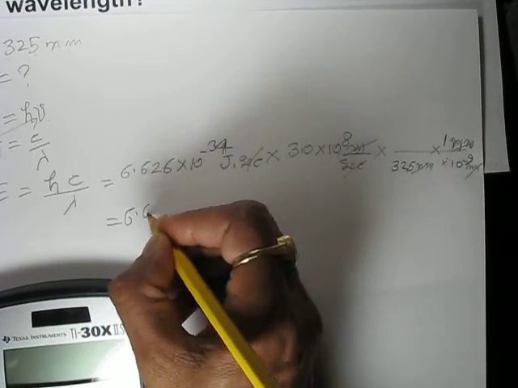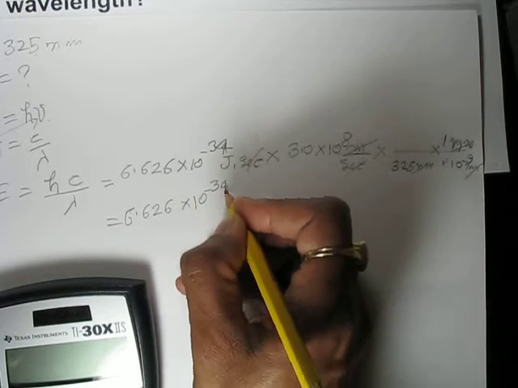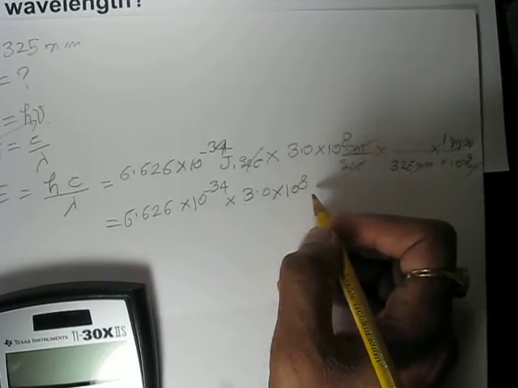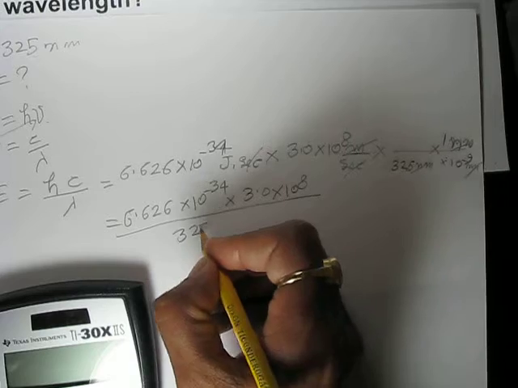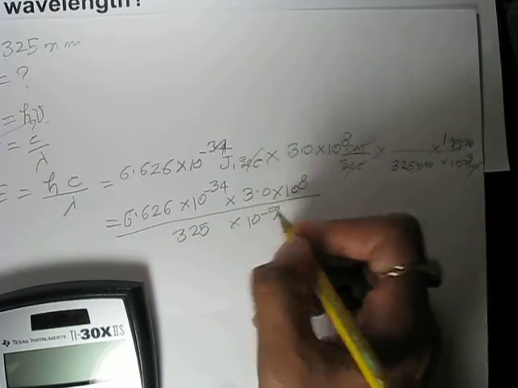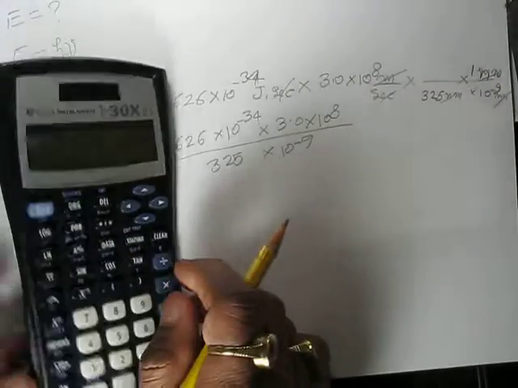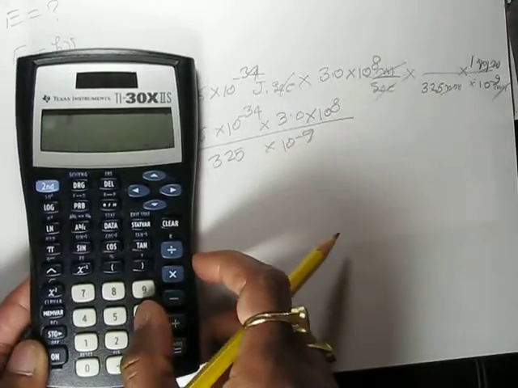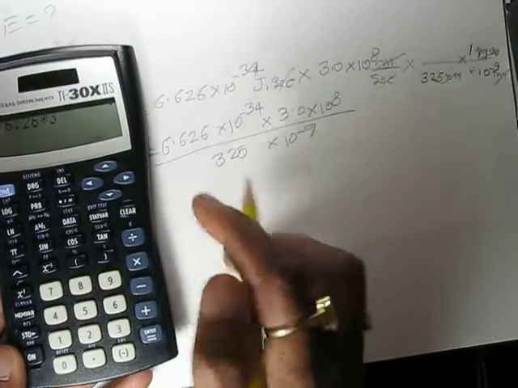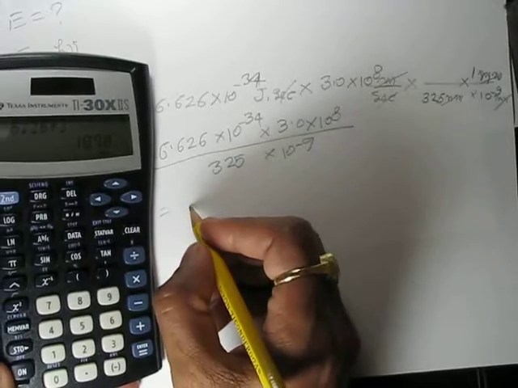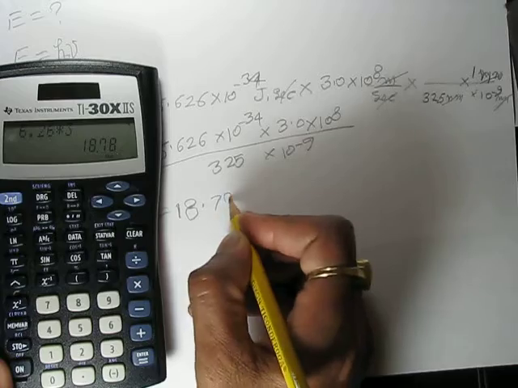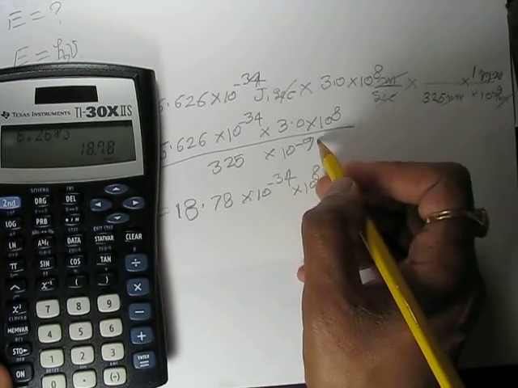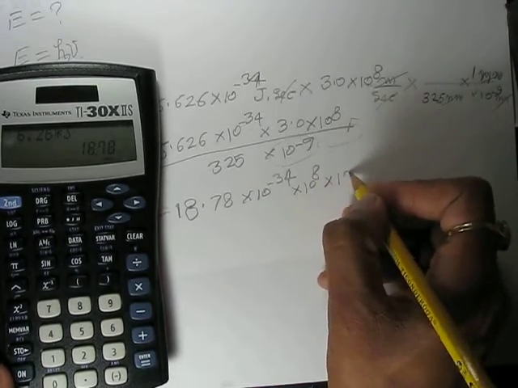So I can write this as 6.626 times 10 raised to power minus 34, multiplied by 3.0 times 10 raised to power 8, divided by 325 multiplied by 10 raised to power minus 9. So let's solve this. 6.626 multiplied by 3 is equal to 18.78 times 10 raised to power minus 34 times 10 raised to power 8. I'm moving the 10 raised to power minus 9 above, so it becomes 10 raised to power plus 9.